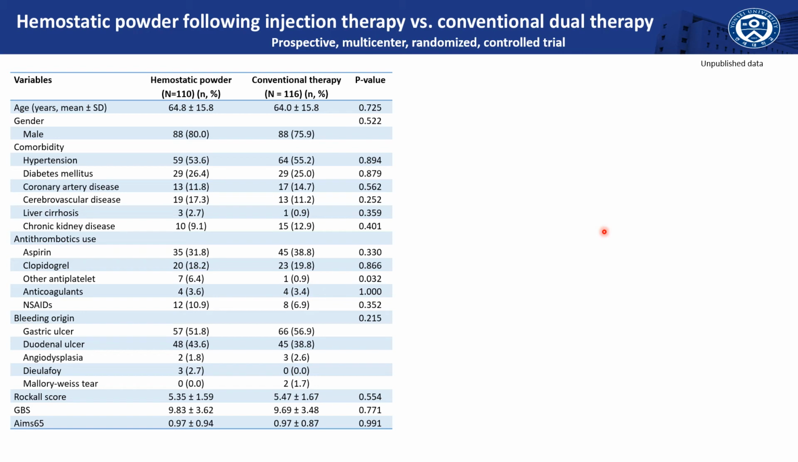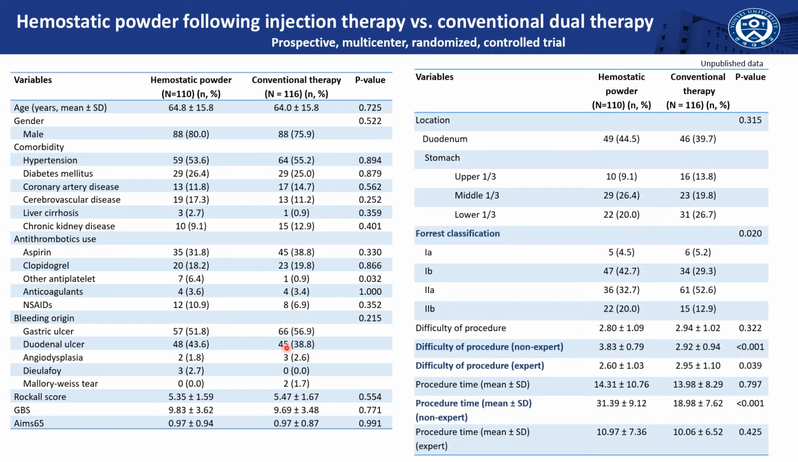This is the final result of the prospective multi-center RCT trial. This data was not published yet. As you can see, there is no big difference between the conventional powder group and conventional therapy group. For all the Rockall score, GB score, or AIMS65 scores, no difference. Half of them were duodenal, and the rest were usually stomach bleeding. And there's some difference between the 2 groups, like Forrest classification.